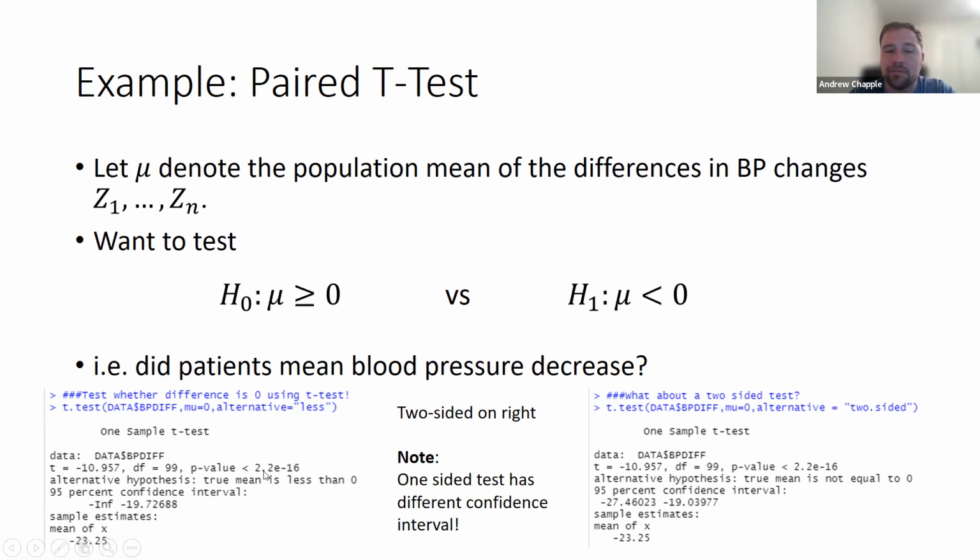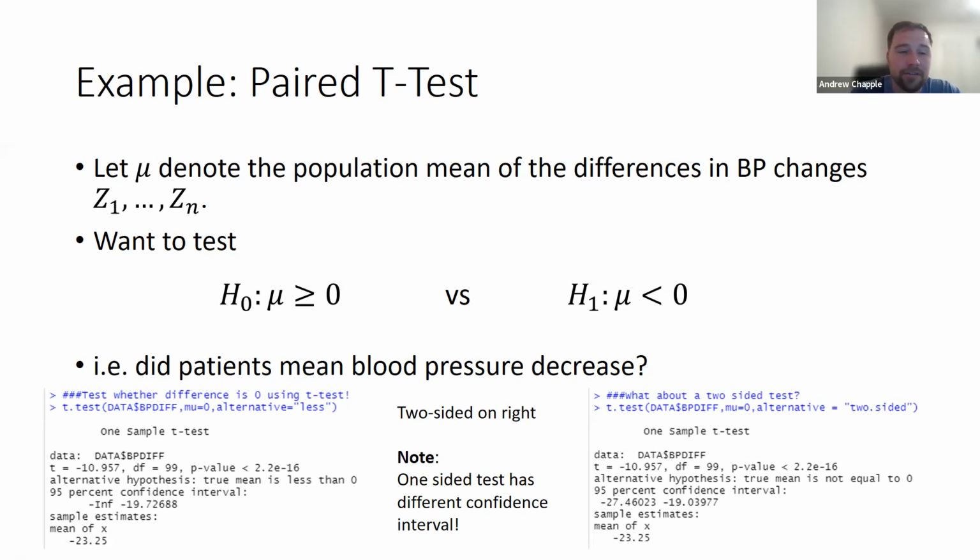My p-value is very small. So again, this 2.2 is like 0.00000, 16 zeros, and then a 2. That's what that e to the negative 16 means. And so since that p-value is really small, that means I reject the null that the mean blood pressure change is positive in favor of concluding that the mean blood pressure change is negative, so that on average, patients actually lost blood pressure over time.